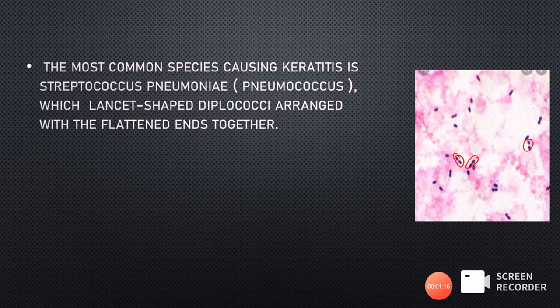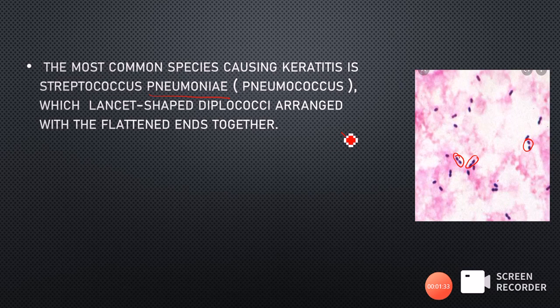So this picture over here shows a gram stain in which we can see the cocci are arranged in pairs, which means diplococcus, and this is a feature of the species Streptococcus pneumoniae. Okay, the most common species which will cause keratitis, that is corneal ulcer, in Streptococcus is Streptococcus pneumoniae, which is also called the pneumococcus. These pneumococcus are actually lancet-shaped diplococci, which are arranged with the flattened ends together.